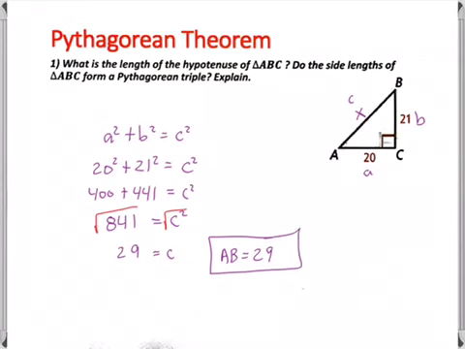So in this case, it asks, do the sides represent a Pythagorean triple? Well, yes, they do. A Pythagorean triple is any time you have three whole numbers that satisfy the Pythagorean theorem. And whole numbers are numbers without decimals. So 20, 21, and 29 are a Pythagorean triple.